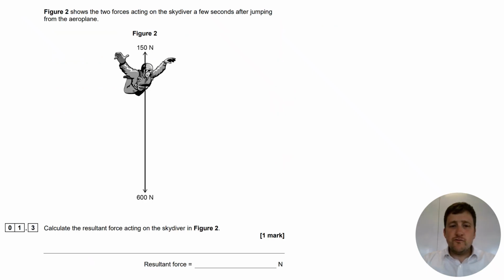Figure 2 shows the two forces, a little bit like the diagram I just drew. Now again, this is testing, calculate the resultant force. That's the important bit, the resultant force, where we are going to do 600 take away 150, because the force downwards subtract the force acting upwards is going to equal 450 newtons.